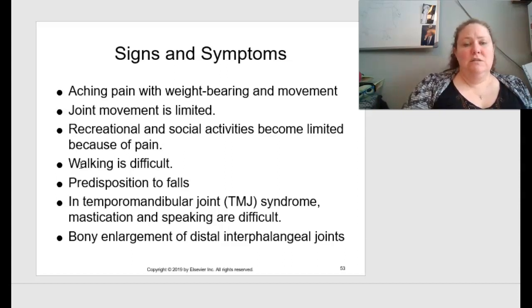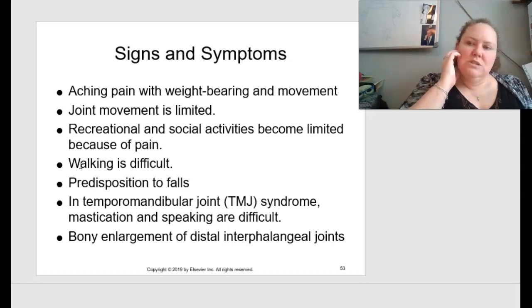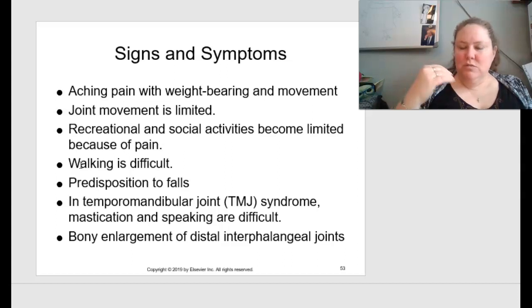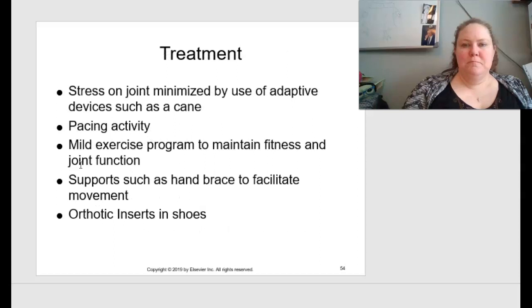Walking can become difficult. You can have a predisposition to falls. You can have TMJ or temporomandibular joint syndrome, and this is severe pain in your jaw, right? And they can dislocate and just cause like a clamping, right? Mastication, which is a fancy word for chewing, and speaking can be difficult. And you can also have a bony enlargement of the distal interphalangeal joints.